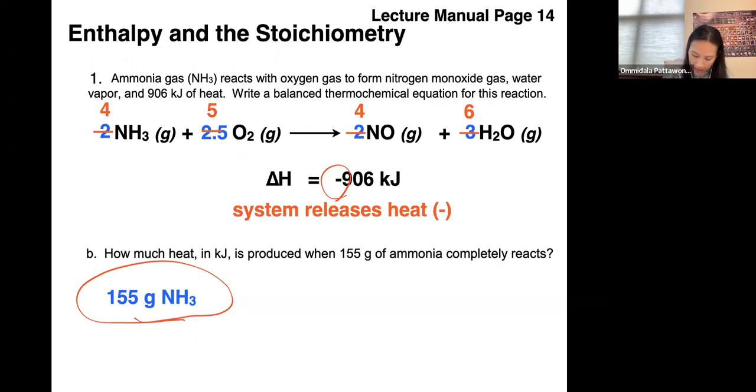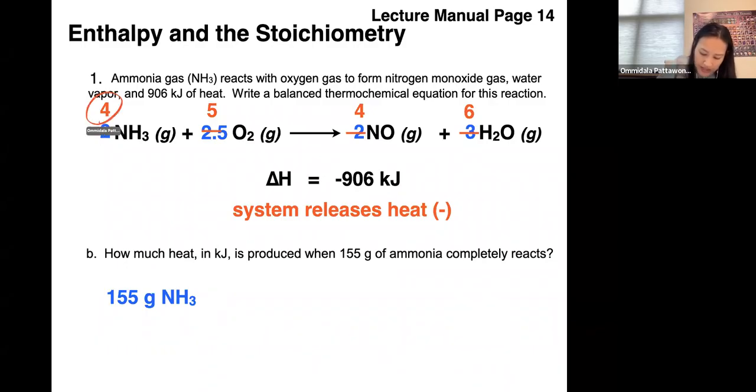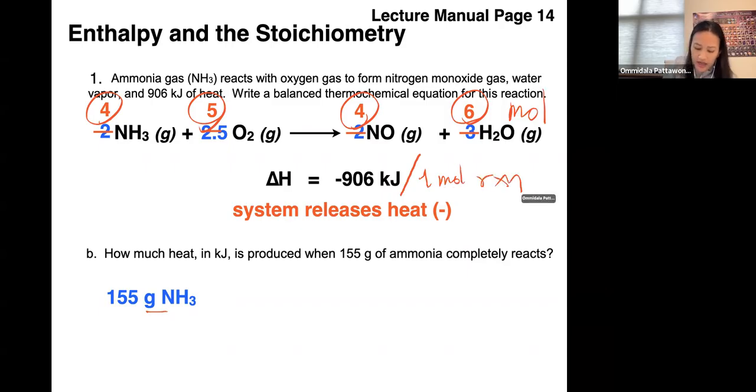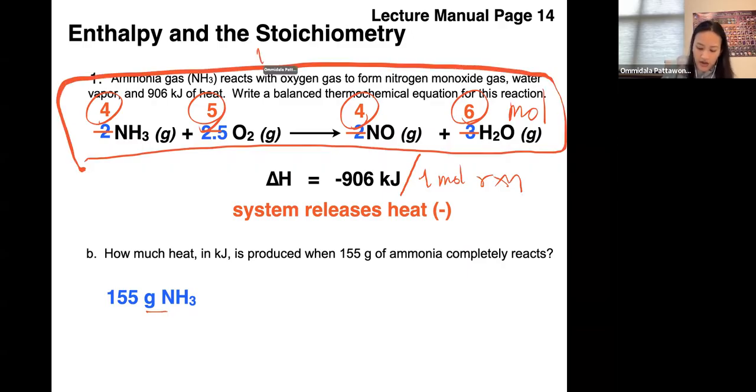In this case, what we see is that this ratio is not a grams to grams ratio. These are mole to mole ratios. So if you convert grams to mole, you might be able to convert it into heat as well, right? Because this kilojoule right here is kilojoule per 1 mole of reaction. This is considered to be 1 mole of reaction. Okay, so 1 mole of reaction produces this much amount of heat. Okay, so that's what it means.